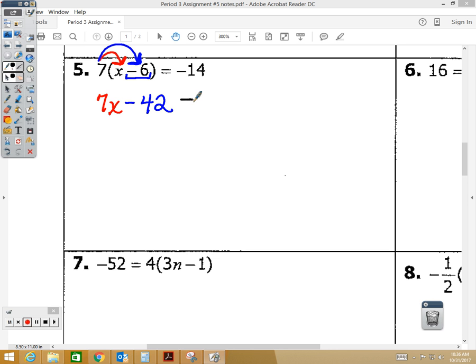Nothing changed about equals or the negative 14. We're not doing them all, Tommy. Thank you for letting everyone know there's a back.